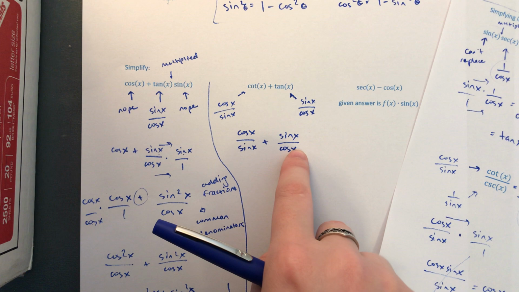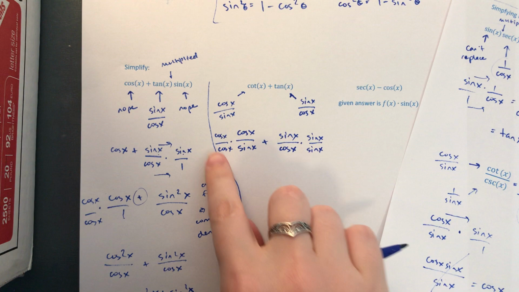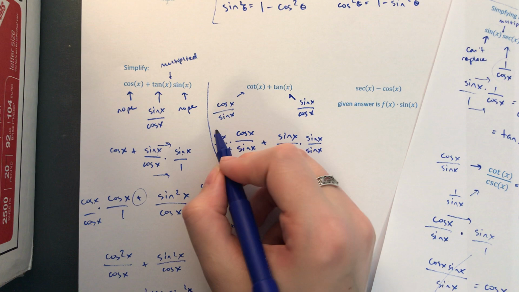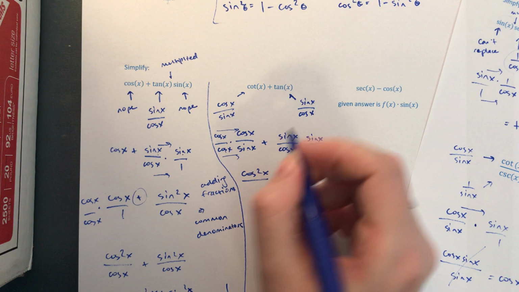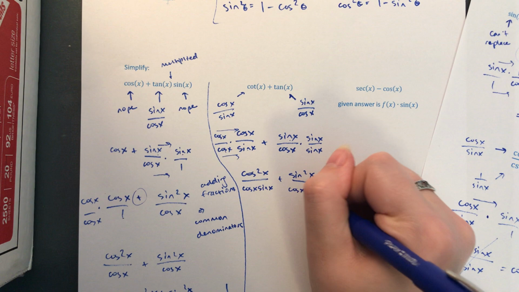So that means this side needs a cosine, and this side needs a sine, so that way they both will have sine and cosine in the bottom. Then we simplify, we multiply across for the two chunks. Cosine times cosine is cosine squared x over cosine times sine, which is just cosine sine. Plus sine times sine is sine squared x over cosine times sine, which is cosine sine.